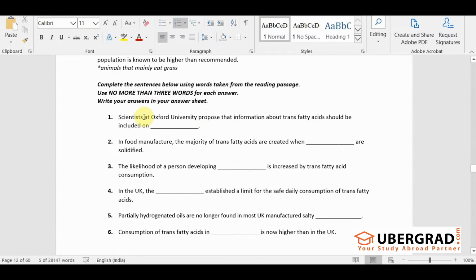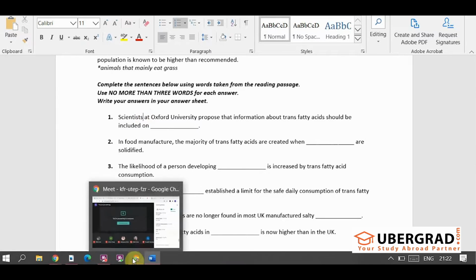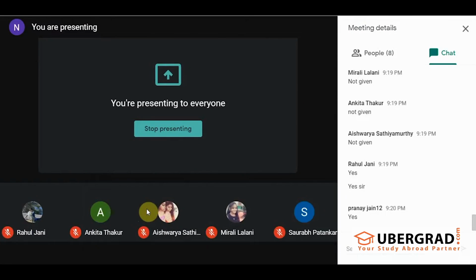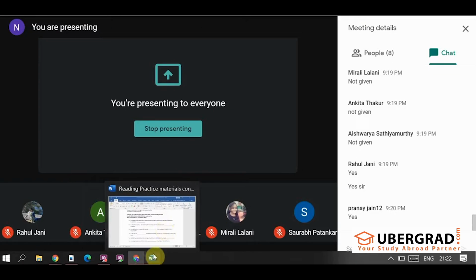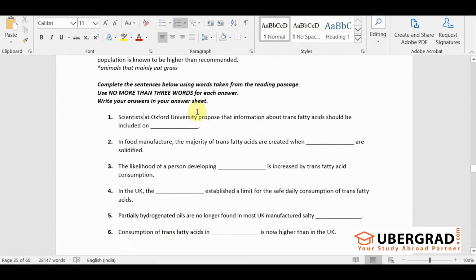The first question says, scientists at Oxford University propose that information about trans fatty acids should be included on dash. For this question type, we'll predict the nature of the answer before going to the passage. Let's predict what this question is asking us for. The information about trans fatty acids should be included on something, right? Scientists have proposed that the information should be included on something.